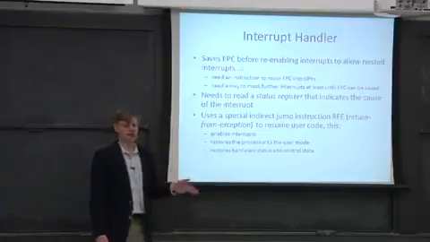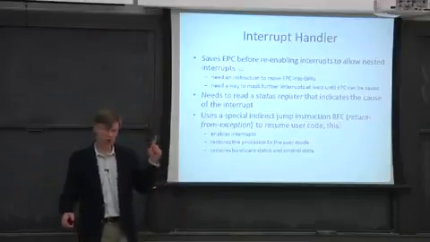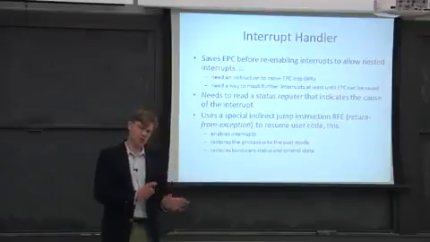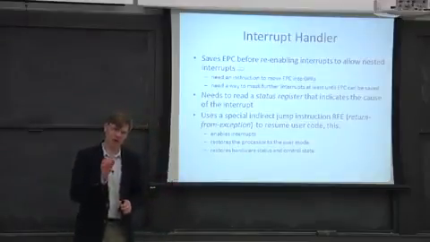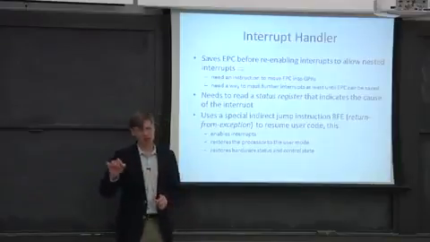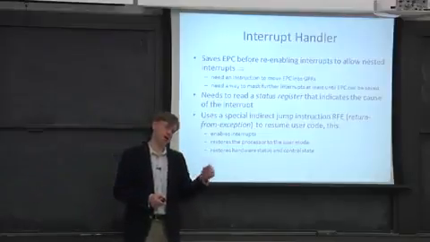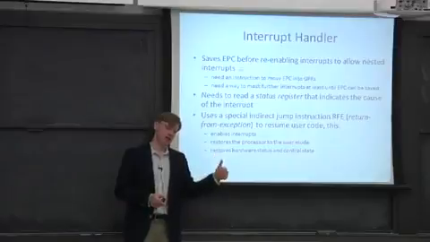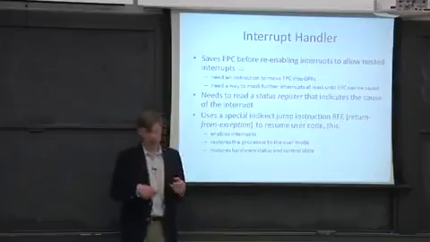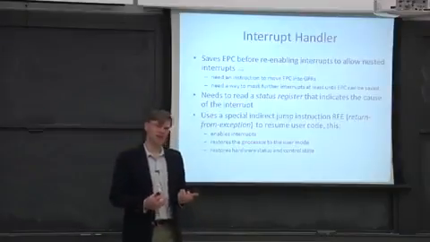Some architectures define this differently. If you go look at something like x86, typically what gets saved in the exceptional PC is the next instruction to execute. So it's really dependent on the architecture. Some architectures will save the address of the next instruction in program order to execute. Some will save the address of the instruction that actually took the trap, or took the exception or the interrupt. So it's a bit of a trade-off there.